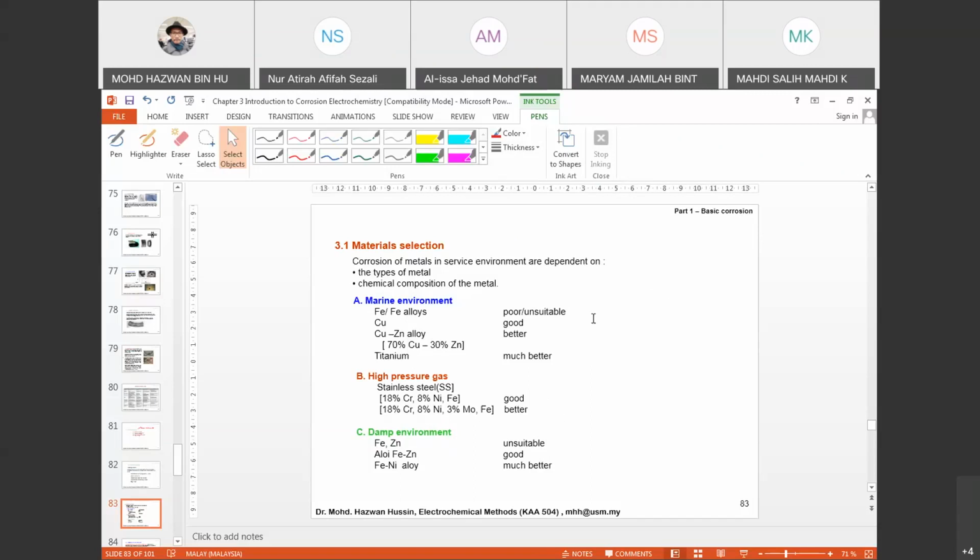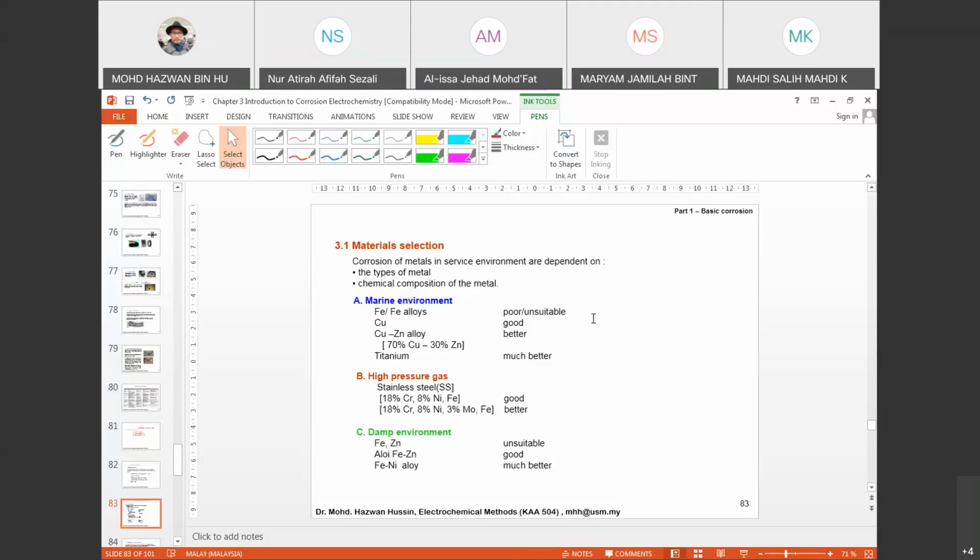The corrosion of metal in surface environments depends on the types of metal and also the chemical composition of metals. That is why every metal has its own special composition and different grades, like aluminum alloy AA6061, and stainless steel SS304, SS306, 316, 318, all having different grades because they have different element compositions.